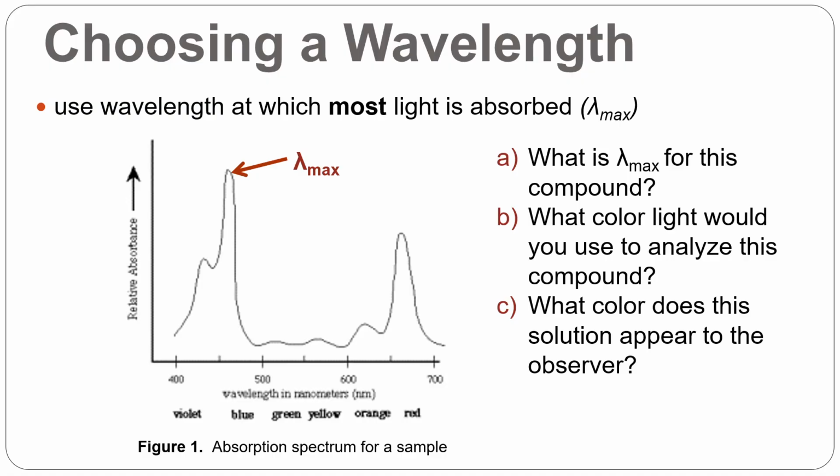Part B then. What color light would you use to analyze this compound? Looking at the lights that are down below, what colors of light should we be using? That is correct. Somewhere in that violet to blue range of light is right in the midst of this max. So our color of light that we should be passing through it will look violet or blue. Part C then, if that's what's being absorbed, what color does this solution appear to the observer as?